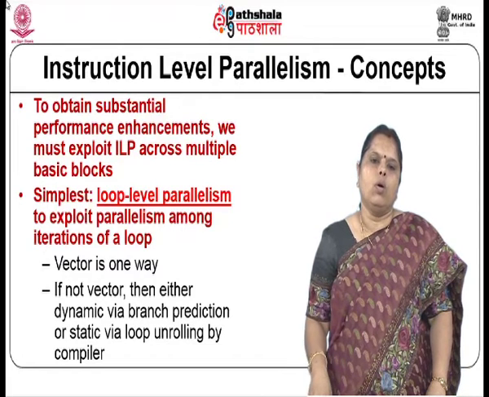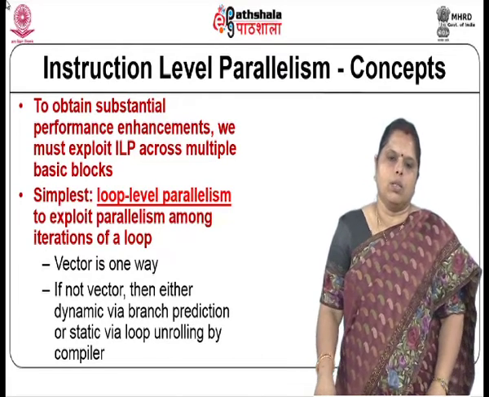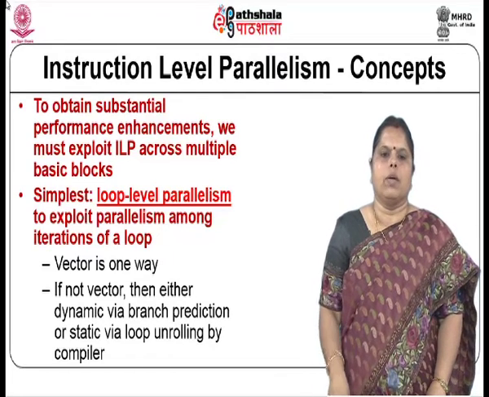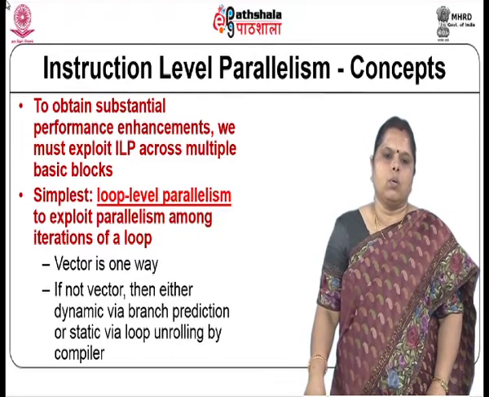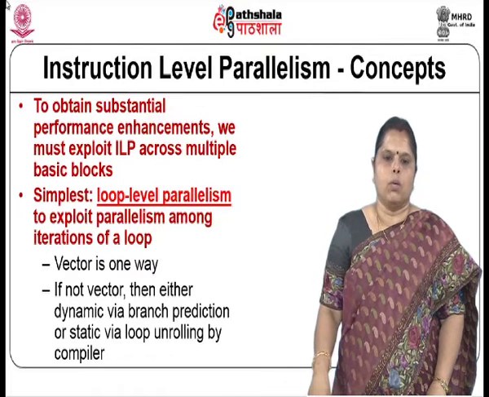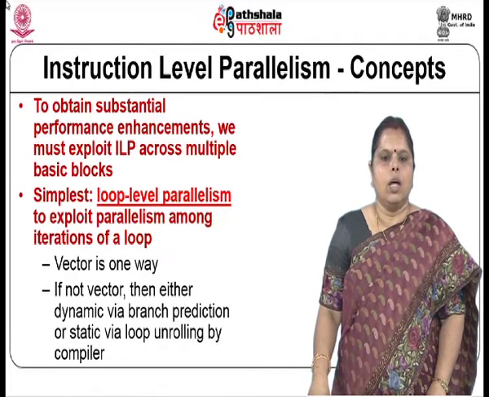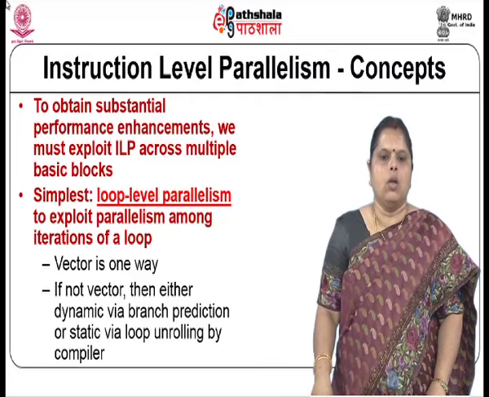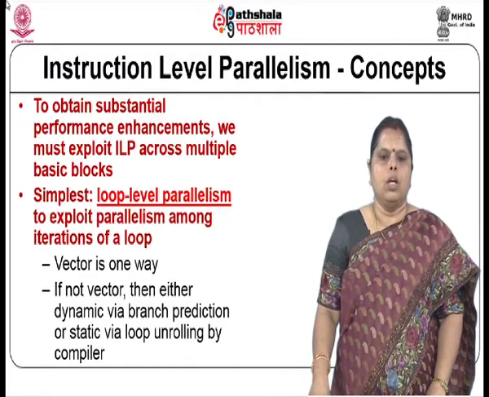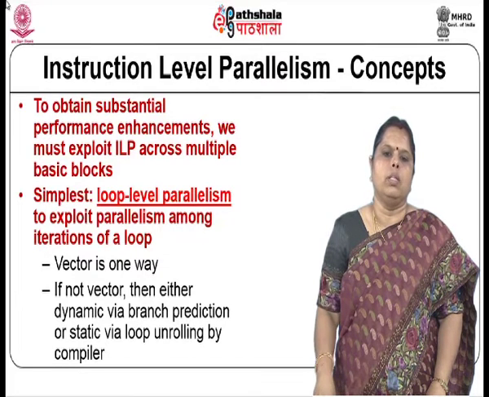So, try to look at loops which are independent of each other and exploit the loop level parallelism there. Now, in order to exploit loop level parallelism, one architecture that is normally used is a vector architecture and vector processors. We will discuss vector processors in a later module. If we are not going to use vector processors, then we will have to look at dynamic branch prediction, or static branch prediction if it is a compiler based approach, and try to unroll the loop based on the prediction offered by these predictors.